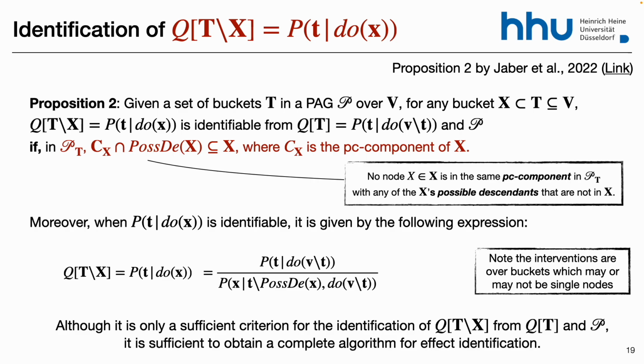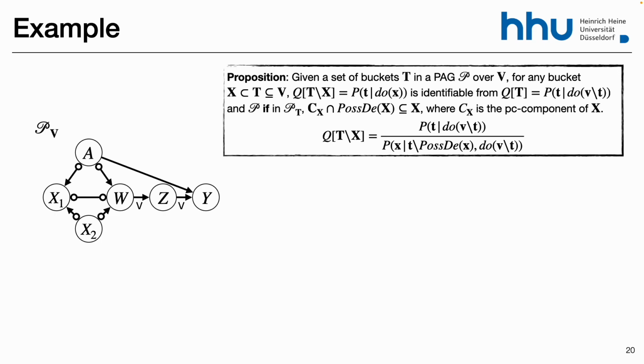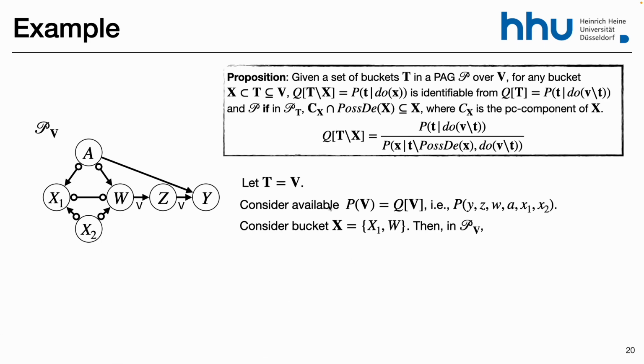So this is what I said, that in the end we use this proposition, and there's no loss of information in terms of the algorithm. And then we saw this example. Let's just go over it again. So imagine that t is equal to v, just to make it easy. Then qv is the pv. And if I say that the bucket is x1 w, what we need to compute is the c component of this x, and this x includes two variables, so we need to get the union of the possible c component of x1 and the possible c component of w.